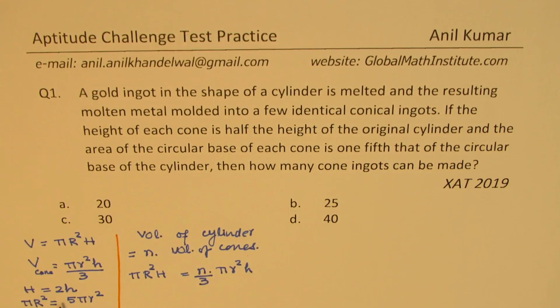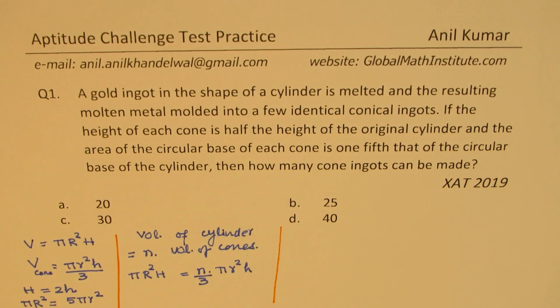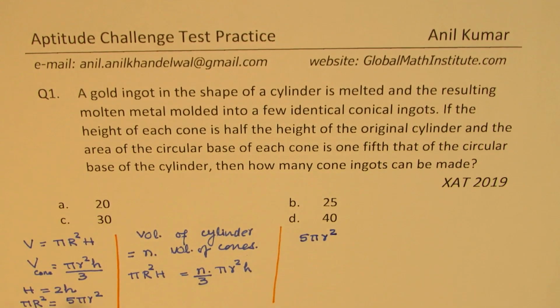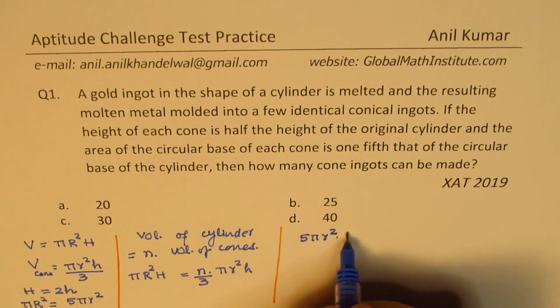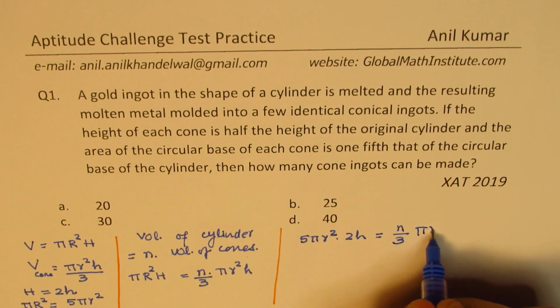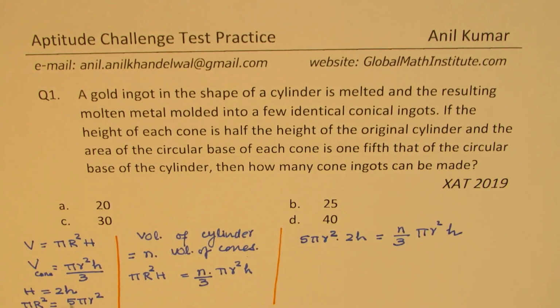So you know some relations on this side. You could use these relations and straight away get the answer. So let's write down. So we'll write pi capital R square is 5 pi r square, right? And capital H as 2h, times 2h equals n over 3 pi r square h. It is actually simpler if you write in the product form rather than lowercase h equals capital H divided by 2. This is a much simpler approach.